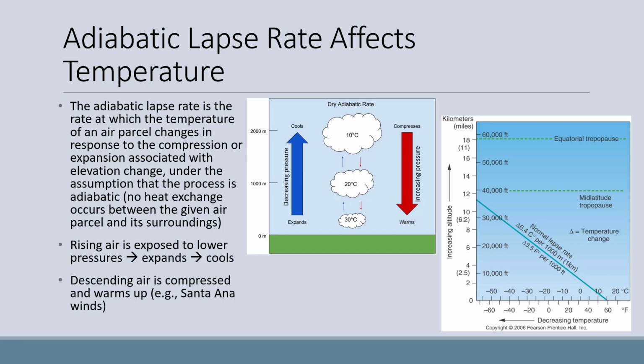Things that can cause air to rise include temperature. Hot air will naturally rise because it is less dense, or when wind blows over a mountain range, forcing it up and over the mountaintop. The flip side of this is that descending air is compressed and warms up. The Santa Ana winds are a really good example of this. The image with the blue and red arrows shows this effect really well. Then the image on the far right shows a linear relationship between altitude and temperature within the troposphere.